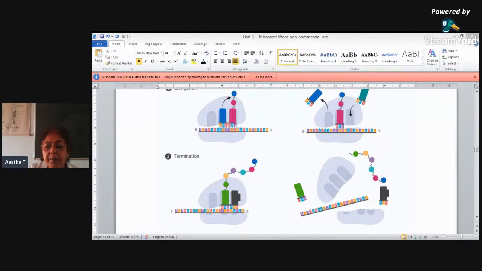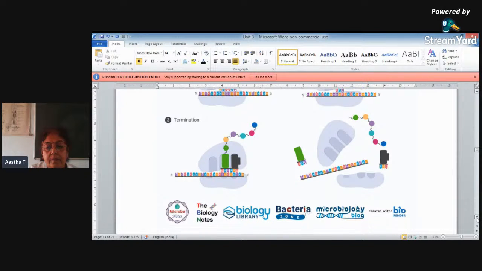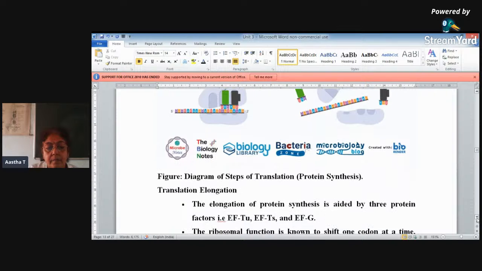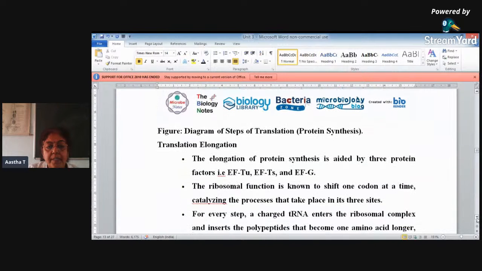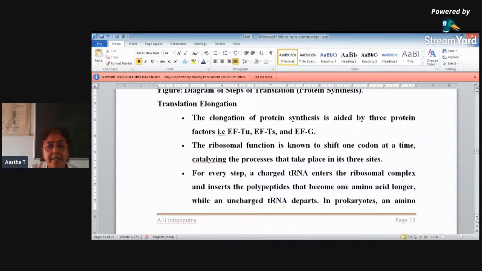So in this way, termination will be done. Elongation of translation involves elongation factors, that is EF-Tu, EF-Ts, EF-G. The ribosomal function is known to shift one codon at a time, catalyzing the process that takes place at three sites, A site, P site and E site.